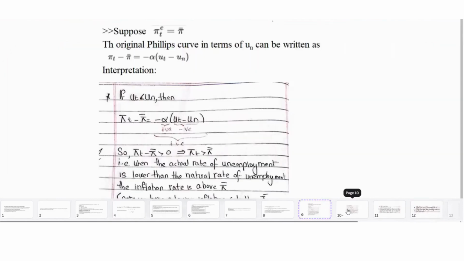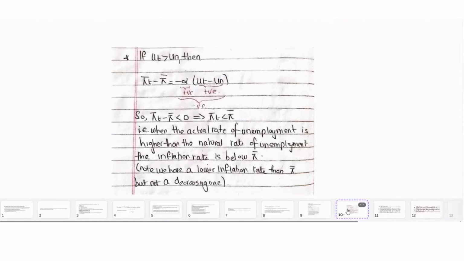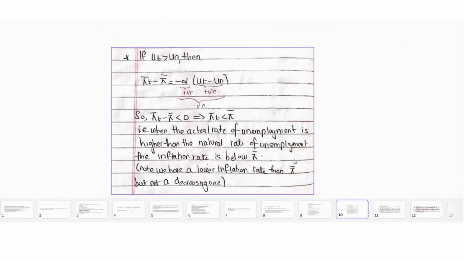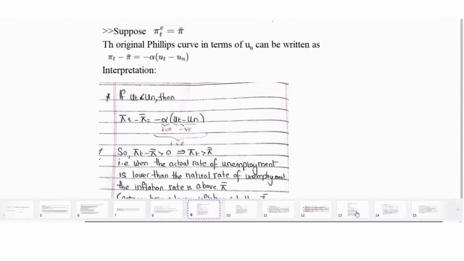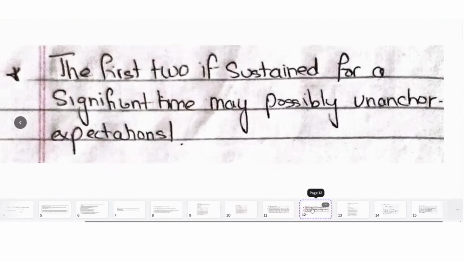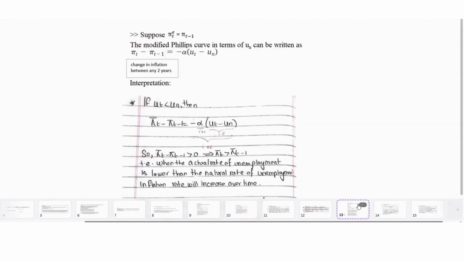i.e. the case where ut is less than un or where ut is greater than un. Because we discussed before that if inflation deviates from pi bar for a long time, then people may change the way they form inflation expectations. So inflation expectations may de-anchor, which is essentially how the original Phillips curve worked. So this is something to note. If we sustain ut greater than un or ut less than un for a significant amount of time, then it may possibly unanchor expectations like the original Phillips curve.